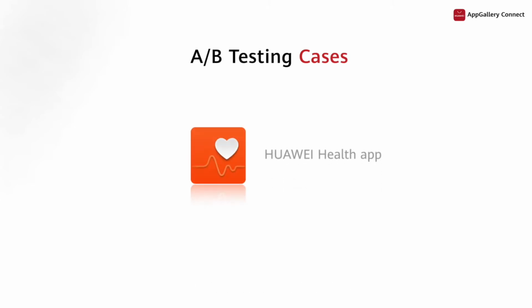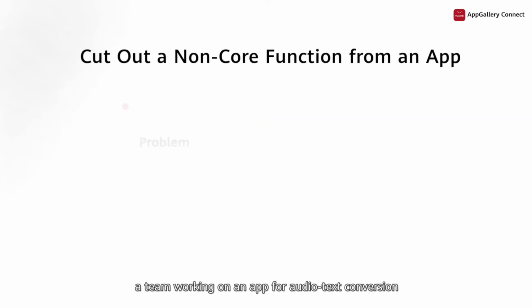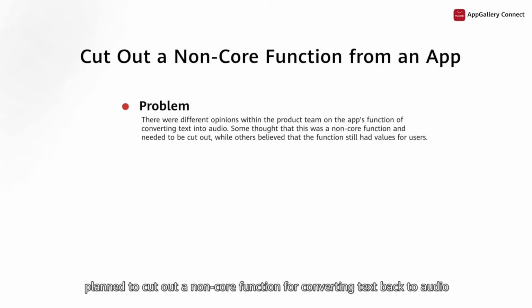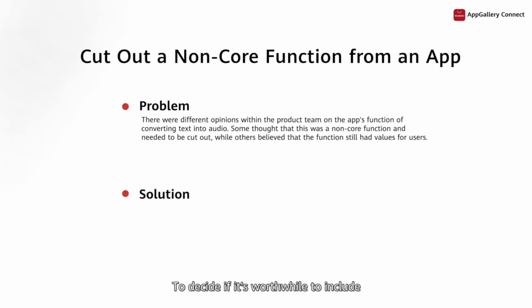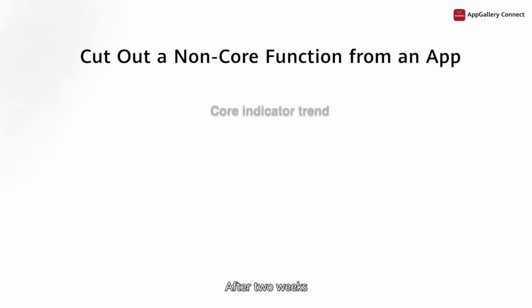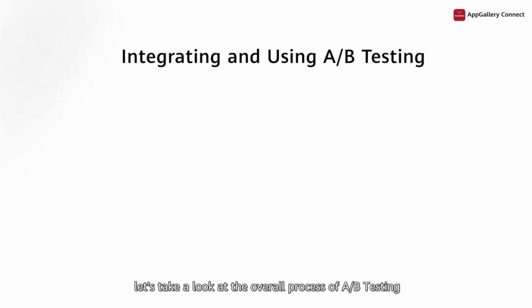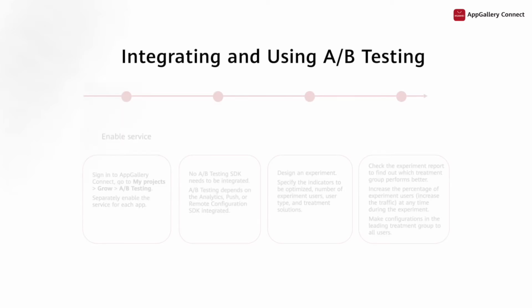For the HUAWEI Health app, we tested several home screen designs and selected the optimal one based on the test result. In the second case, a team working on an app for audio-text conversion planned to cut out a non-core function for converting text back to audio. To decide if it's worthwhile to include, the product team designed an A/B test involving 30,000 users to test several indicators such as average interaction duration and user retention rate. After 2 weeks, they didn't find much of a difference between the two groups of users, so they chose to cut out the function.